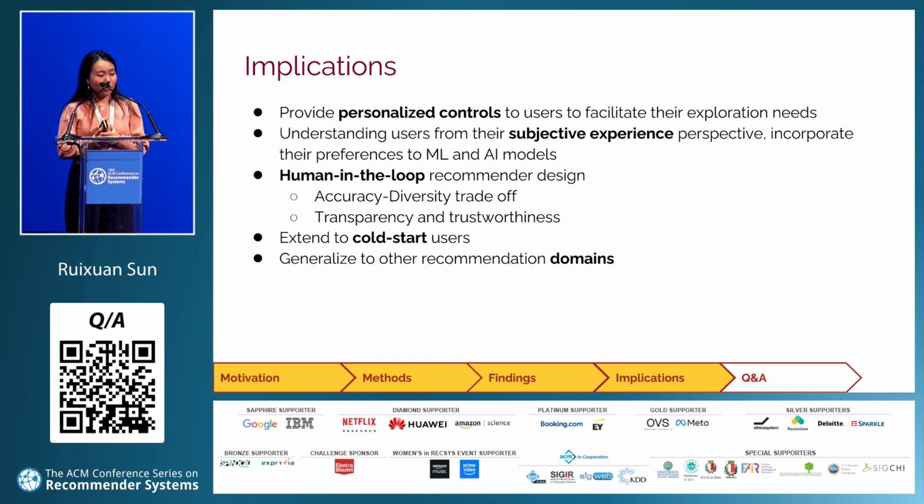So the implication for future of this study is first, we need to provide some kind of personalized controls for users to facilitate their different exploration needs. And we also need to understand from more subjective experiences perspective and incorporate those preferences into machine learning and AI model training. We will advocate for human-in-the-loop recommender design, specifically considering accuracy, diversity trade-off, and blending the transparency and trustworthiness aspects.